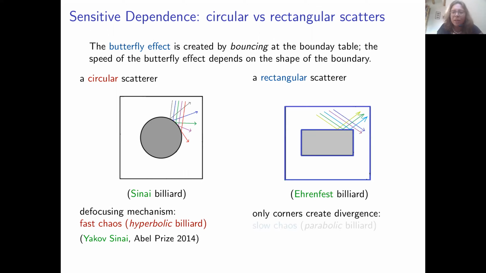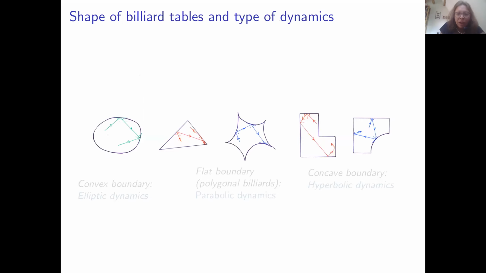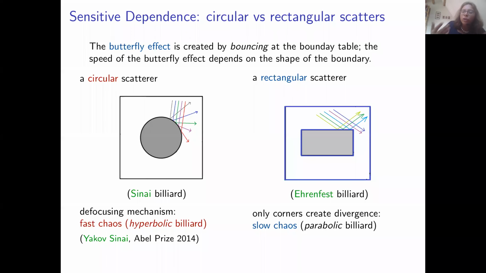The only divergence of nearby trajectories is created by corners. If I have trajectories which miss the corner versus some that hit it, then you do see that they start flowing differently in the future. So this mechanism introduces chaotic features, but it's much slower in creating the butterfly effect. So this type of billiard belongs to the parabolic paradigm and to slow chaos.